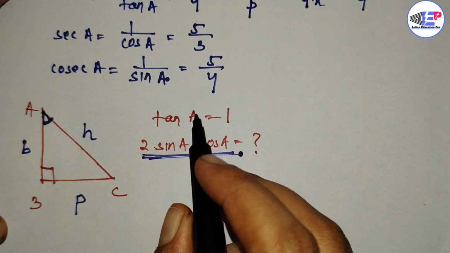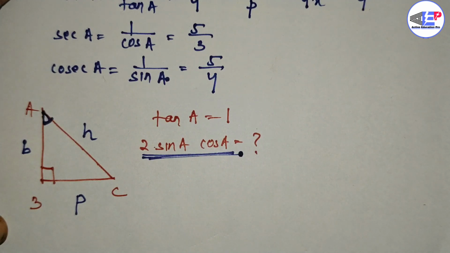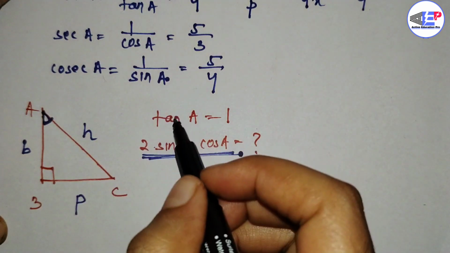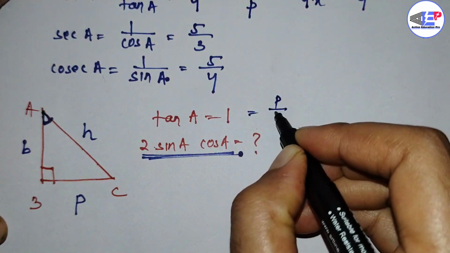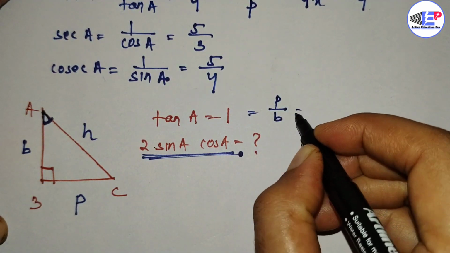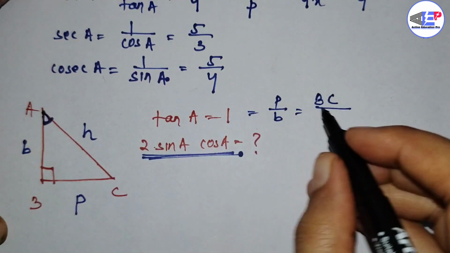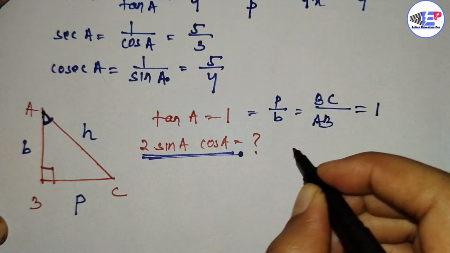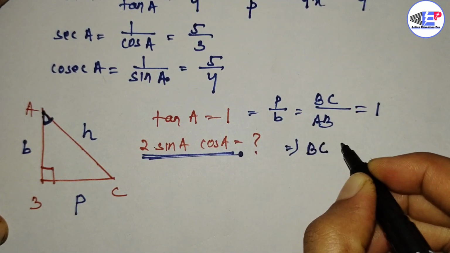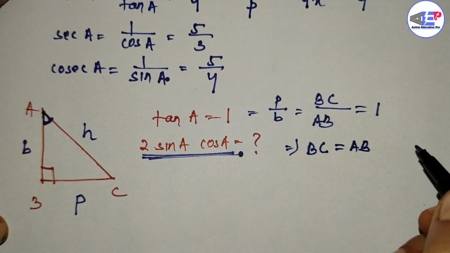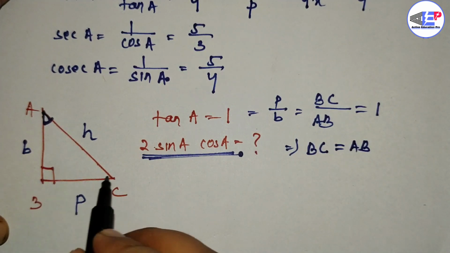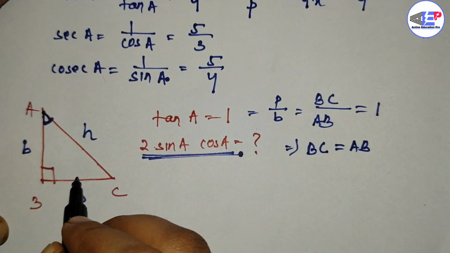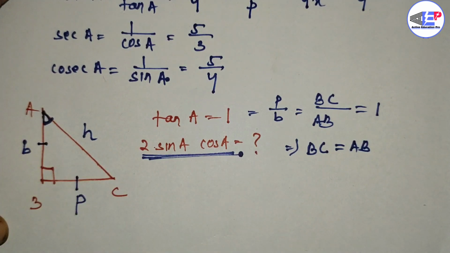Okay. So you know tan A is the relationship between P and B. Here P is BC and B is AB. Tan A is 1, so BC is equal to AB. It means the lengths of BC and AB are equal. So BC and AB are 2 equal sides. You can say that ABC is an isosceles right angle triangle.